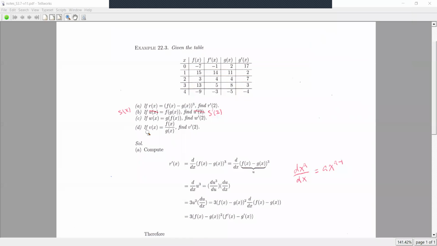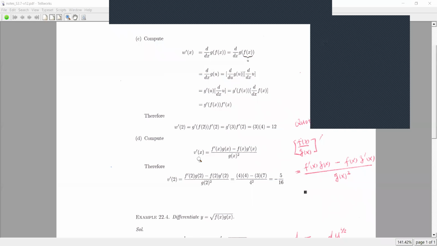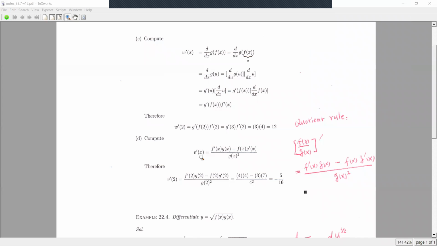Question D. If v is f over g, find the derivative of function v at point 2. Because the function v is a quotient, f over g, this time I compute the derivative by the quotient formula. By the quotient formula, I have this equation. Now, plug in the number 2 in the x here, then I have this equation.